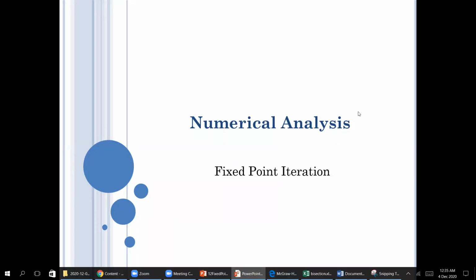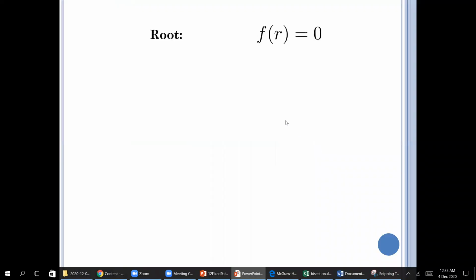In this session, we're going to discuss another method in defining or determining a root of a certain equation. The name of that algorithm is fixed point iteration. In fixed point iteration, if we want to find the root of a certain equation, it should be equivalent to 0. So function f at r is equivalent to 0.